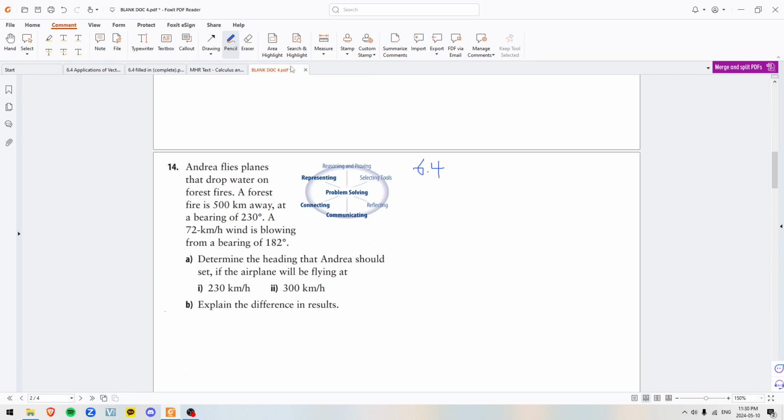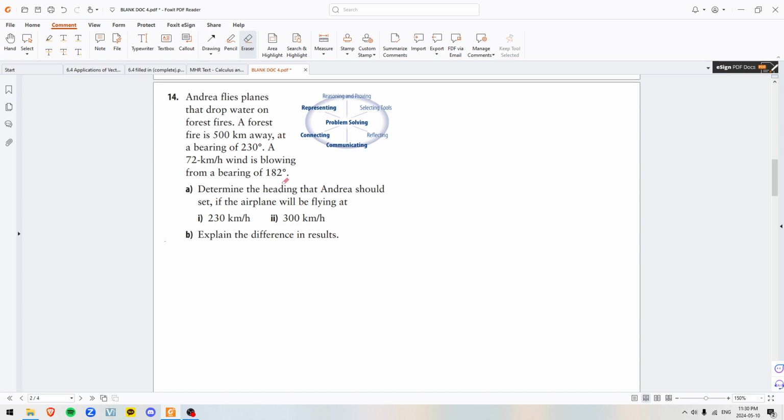Here's another one. So this one was from the textbook, as I said, from 6.4. It has another twist. Here we go. Andrea flies planes that drop water on forest fires. The forest fire is 500 kilometers away at a bearing of 230.